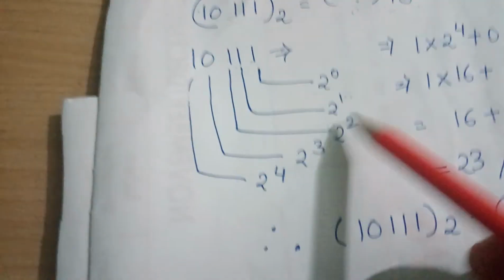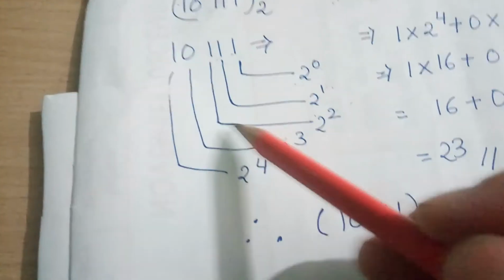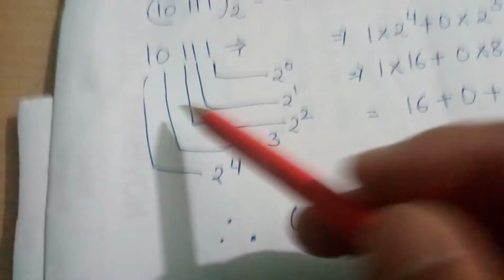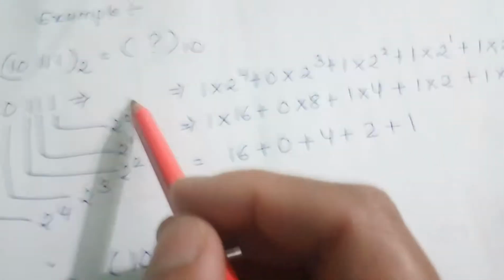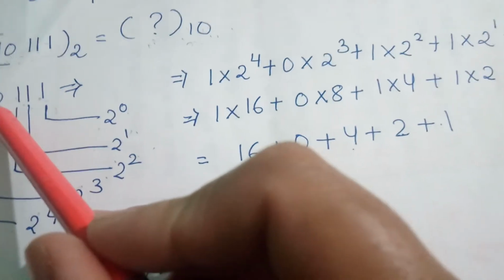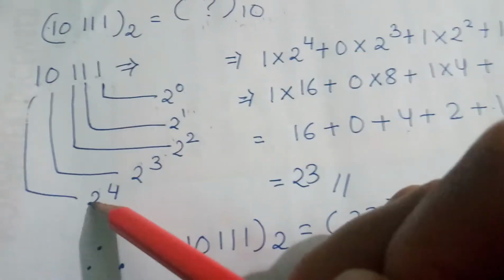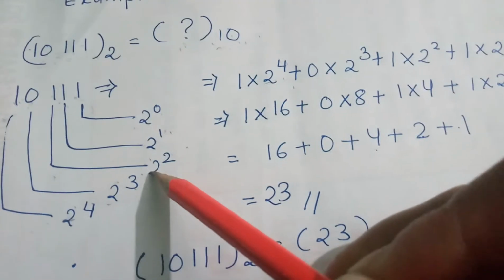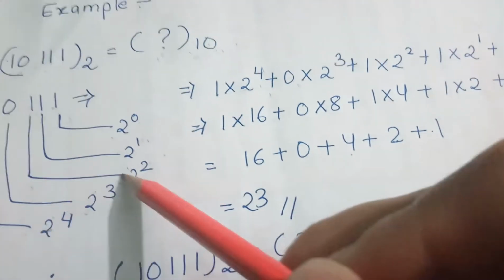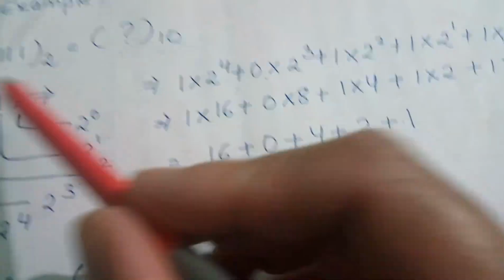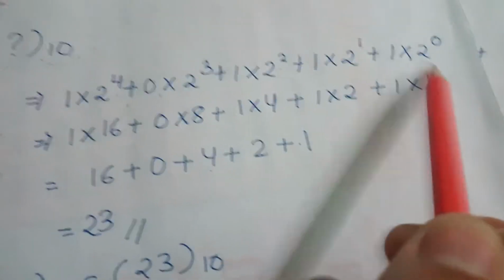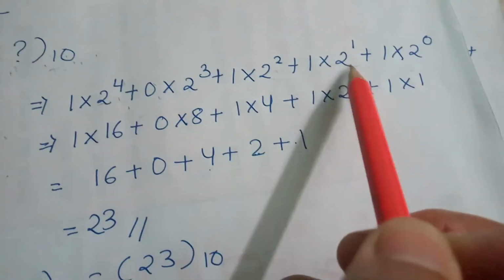Again this one is 2 to the power of 2, similarly it goes on increasing to the power of 3, and then 2 to the power of 4. Now you will multiply these digits with the place values and then add them up. Start from here: 1 into 2 to the power of 4, plus 0 into 2 to the power of 3, and then 1 into 2 to the power of 2, 1 into 2 to the power of 1, and 1 into 2 to the power of 0. Like this you will multiply and then add them up.